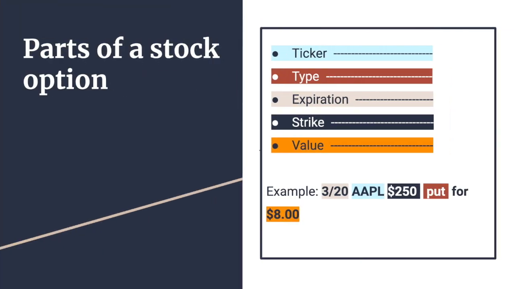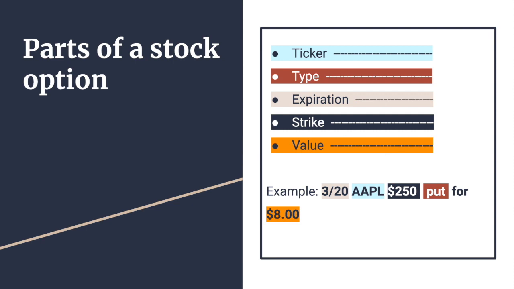Now we're going to go over a couple things that are important to know so you have a background for understanding stock options. There are 5 main parts of a stock option. The first is a ticker, which is the underlying security. In this example, which we're going to be using throughout the video, Apple is the ticker. The type is either a call or a put. As we've just explained, the call is the ability to buy, and a put is the ability to sell.